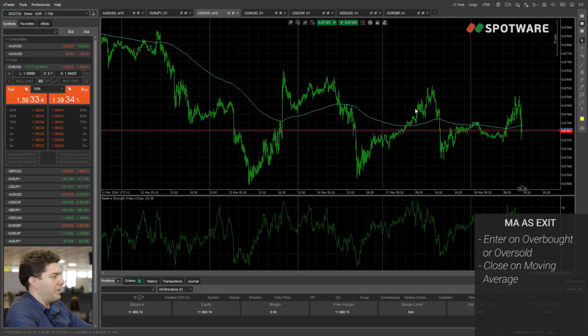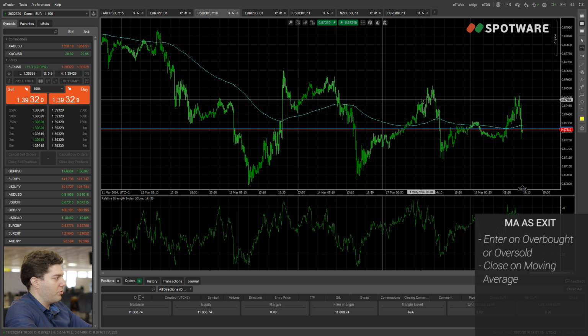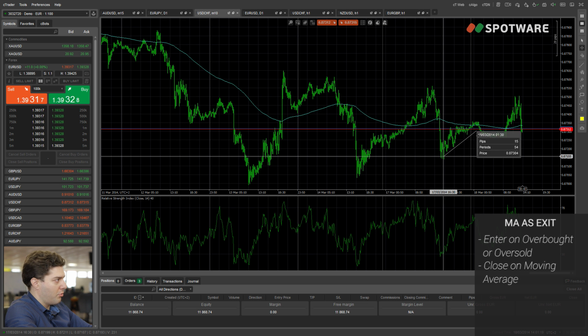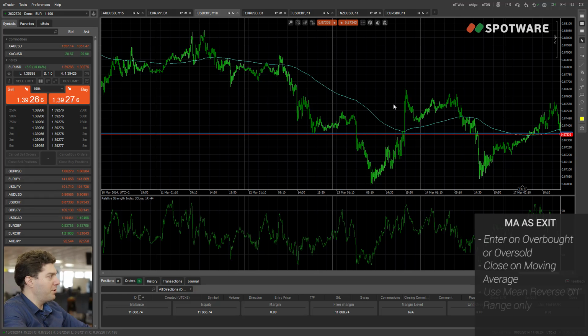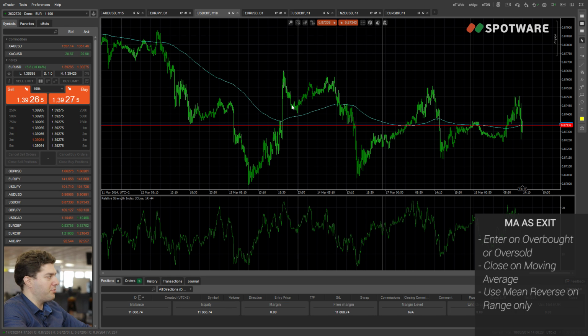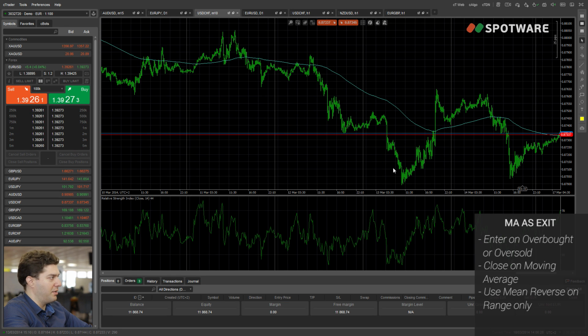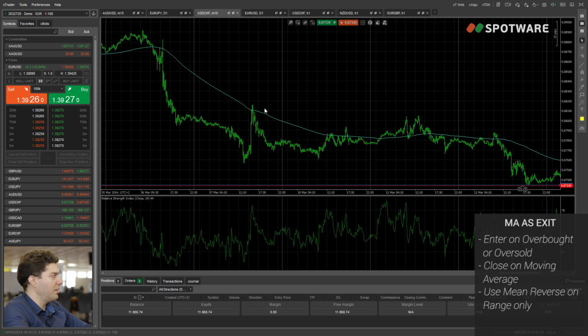That's why it's called mean reverse. So we can enter here when it's overbought, and close here on the moving average. Again, enter long here, close here, enter short here, close here, etc. So that's the way we exit during a mean reverse strategy. However, you need to be careful to be using mean reverse strategies only when the market is ranging. And if the market is trending, you shouldn't go against the trend.